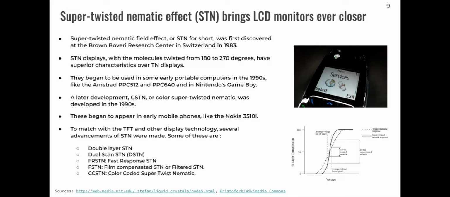Yeah, STN displays typically suffer from low image quality and slower response time than TFT displays. However, STN LCDs can be made purely reflective for viewing under direct sunlight. STN displays were used in some inexpensive mobile devices and informational screens of some digital products.